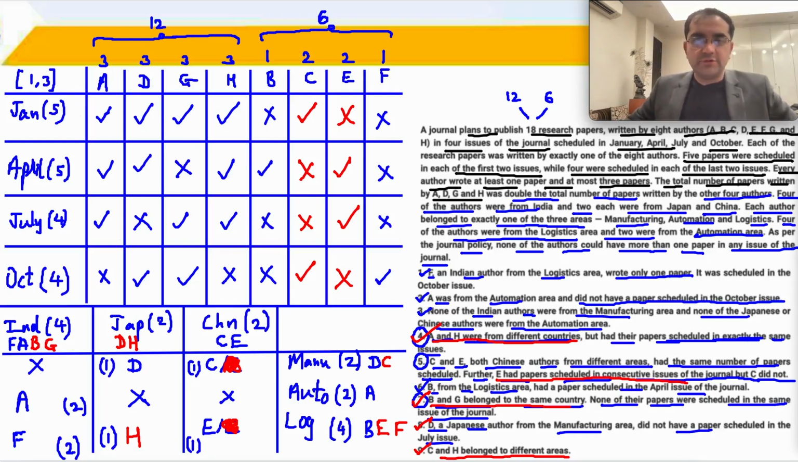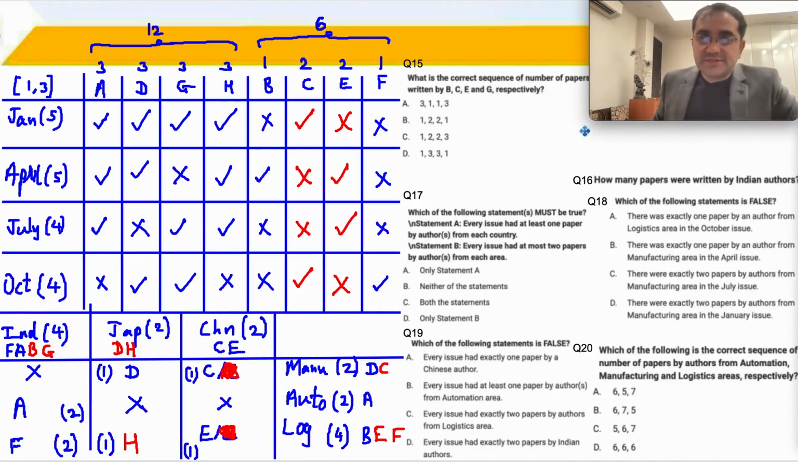So now what we'll do is we'll take this full chunk and put it together with the questions on another slide. Now let's mark the answers. What is the correct sequence of the number of papers written by B, C, E, G? B1, C2, E2, G3. 1, 2, 2, 3. C part is the right answer for question number 15.